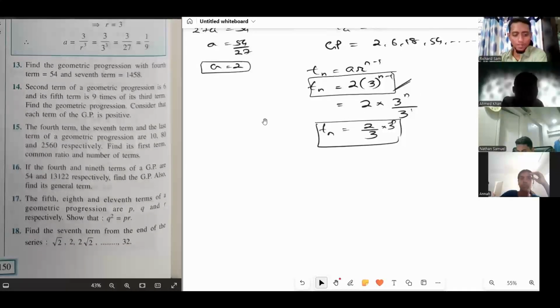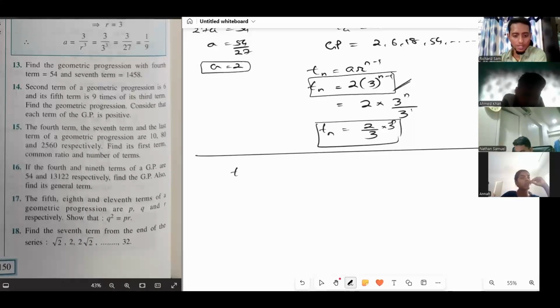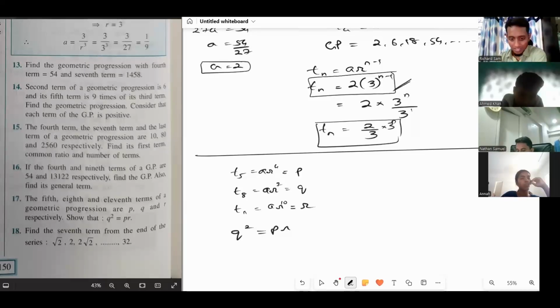Let's see. So fifth term, eighth term, and 11th term are P, Q, and R. That means T5, which is AR raised to 4, is P. Then T8, which is AR raised to 7, is Q. And T11, which is AR raised to 10, is R. Now they're saying to show that Q squared is equal to PR. We don't know if it's equal. We have to show that.